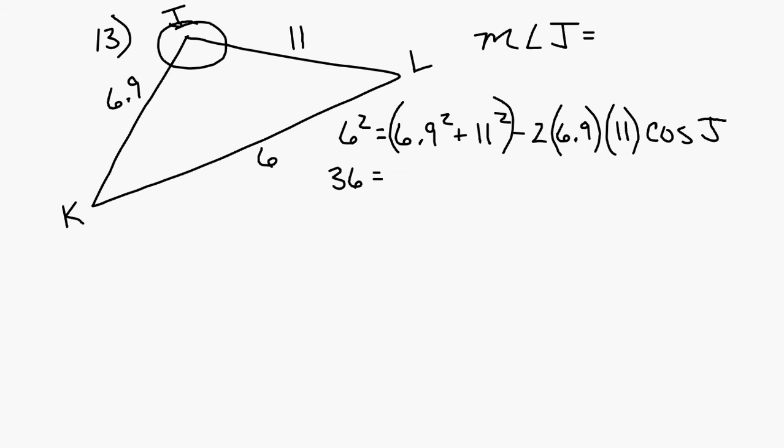6.9 x squared plus 11 x squared. That's 168.61. Minus, and then do 2 times 6.9 times 11. Write what it says. 2 times 6.9 times 11, which is 151.8 cosine J. Now, this is super important, so put an asterisk right here.